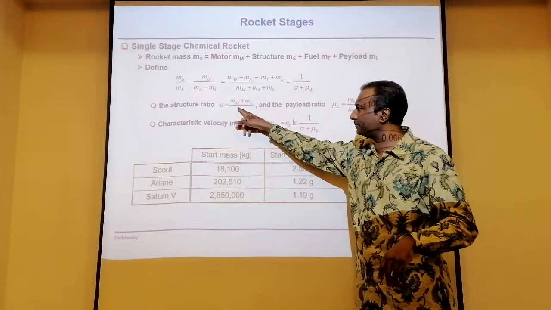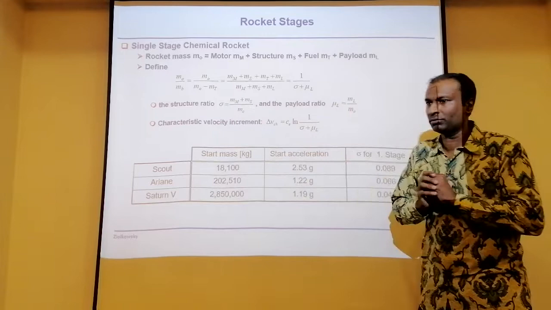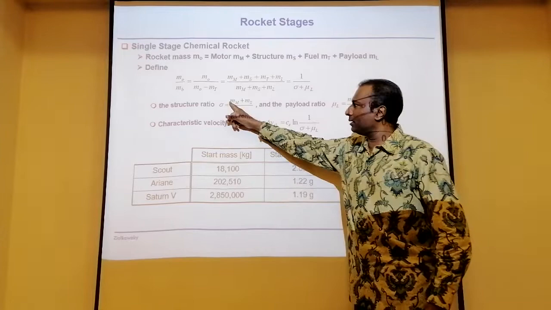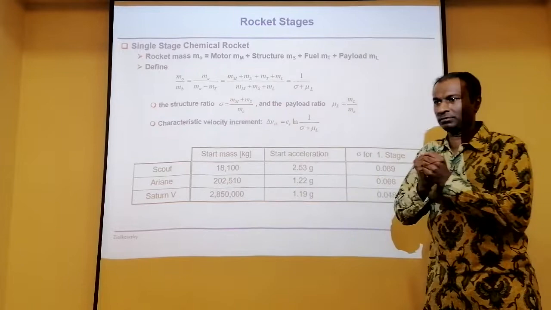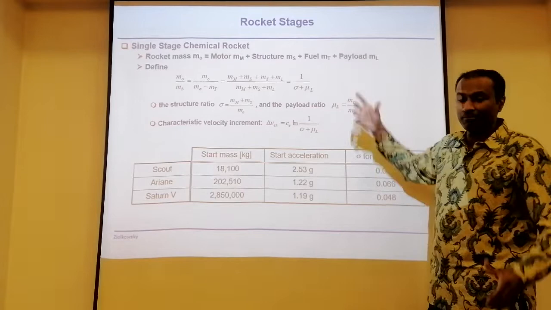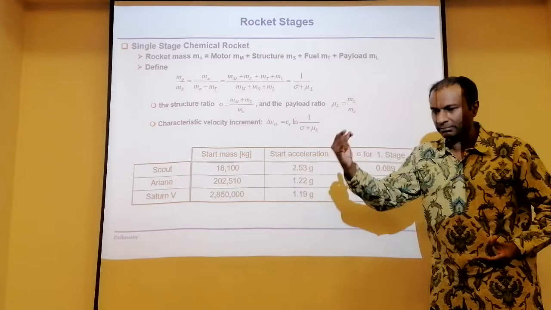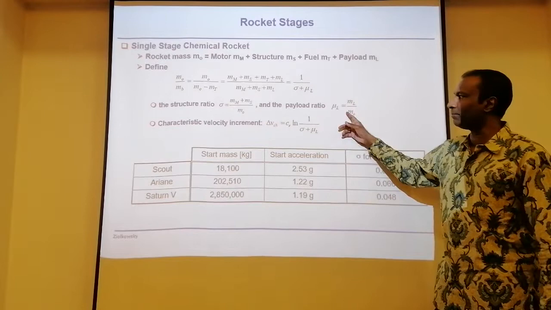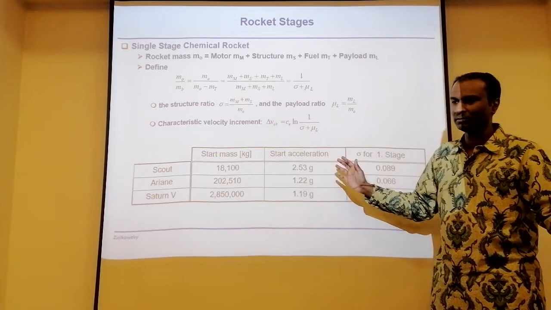So what I want here: if I have sigma very small, is it good news? Sigma very small is good, because that means my structure is smaller, my motor is smaller, so I have more opportunity to carry my payload. I can put a bigger satellite. So you can see that mu I want maximum and sigma I want minimum. Mu L, the payload ratio, I always want bigger, but I can't get 1 for sure. But I want bigger and bigger. The structure ratio, the smaller the better.